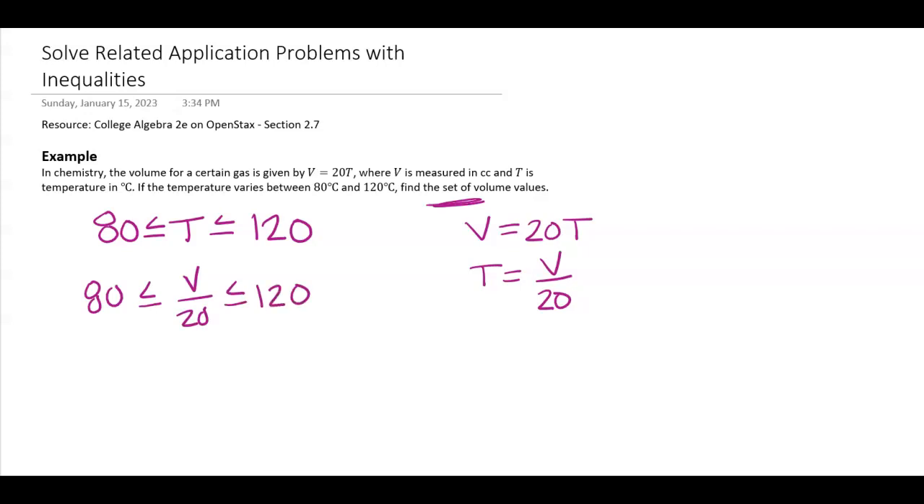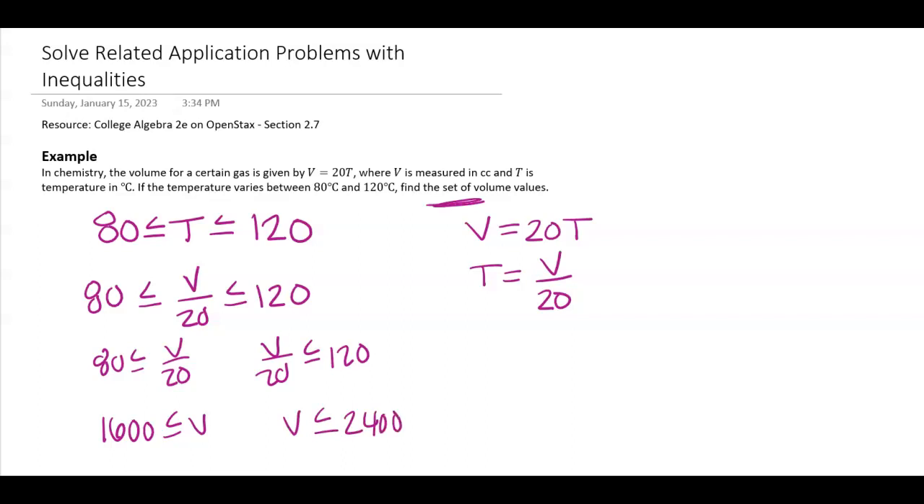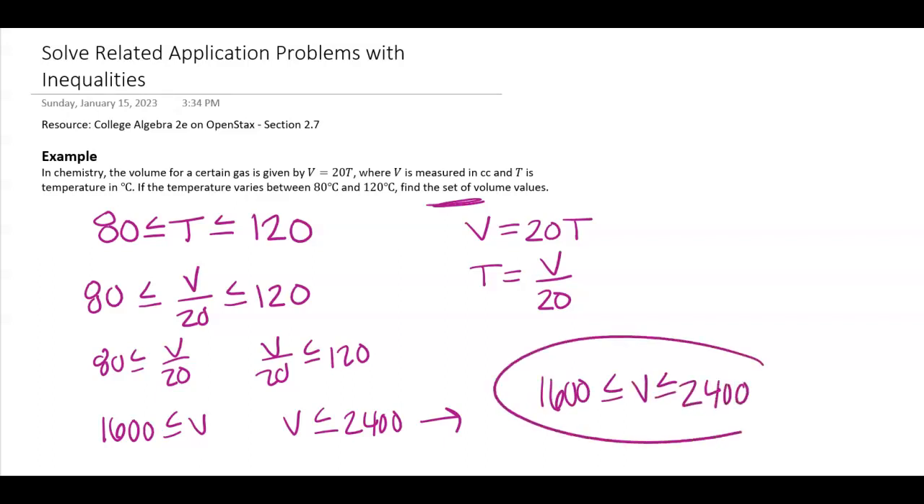All right, so since I have a compound inequality, I can set this up as two different inequalities. And then multiply by 20 on both sides. So this is going to have a lower bound of 1600, and it looks like an upper bound of 2400. And so then I can just put those together in my compound inequality like so.